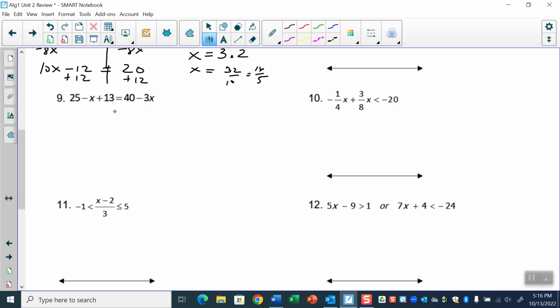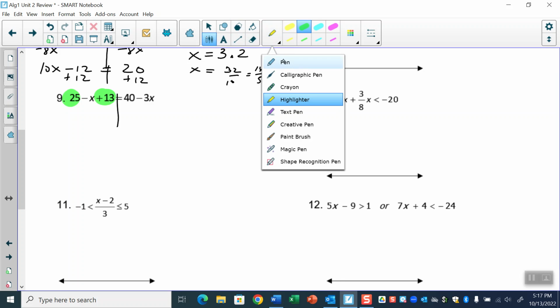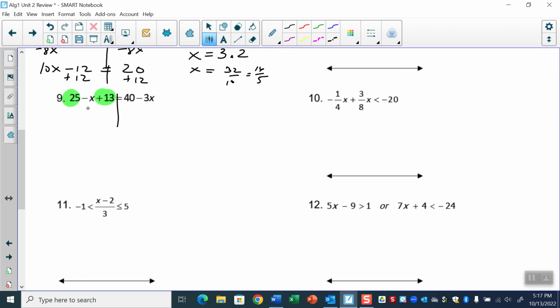Number 9, I've got, again, x's on both sides. But before you start doing things to both sides, you need to combine your like terms. I've got a positive 25 and a positive 13, so I'm going to combine those. And also, I'll just bring down my minus x.